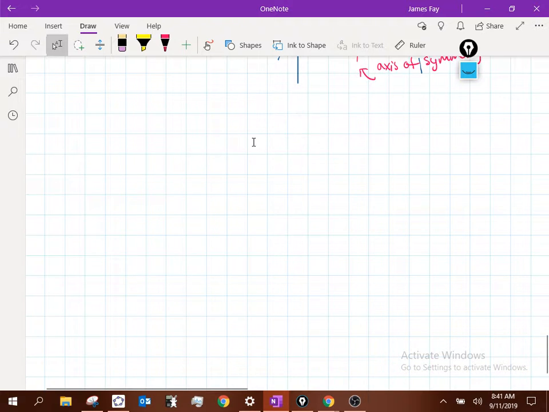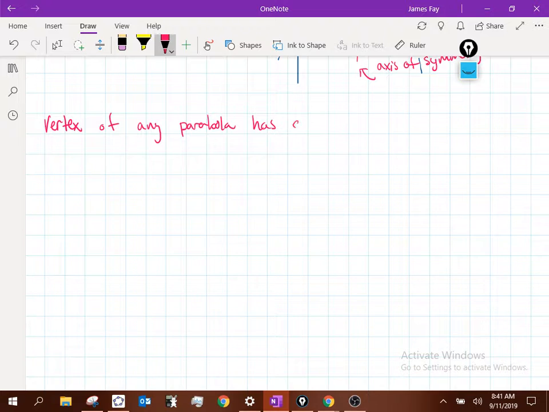If you remember from last year, the vertex of any parabola has an x-coordinate at the opposite of b over 2a. So in this case, it's not going to be x for us, it's going to be t. So I'm going to say t is the opposite of b over 2a.